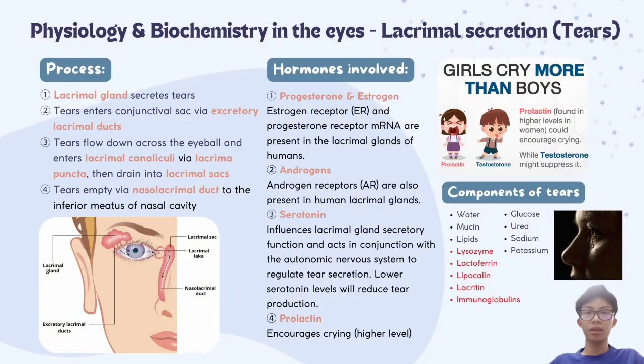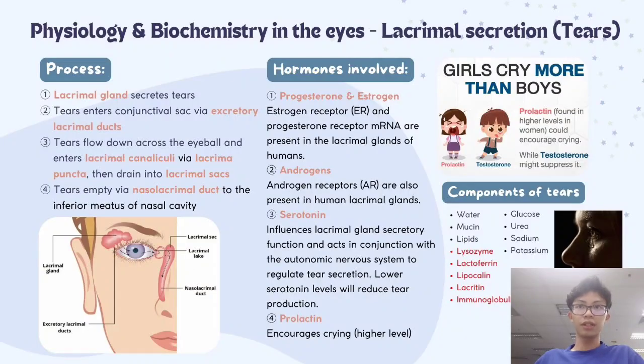Moving to the physiology and biochemistry in the eyes, lacrimal secretion, or shedding of tears in simple terms, is important. It is the first line of defense of the human body against antigens and foreign materials. The process of tear secretion begins with the lacrimal glands. Then, tears enter the conjunctival sac via excretory lacrimal ducts and fall down across the eyeballs and enter the lacrimal canaliculi via lacrimal puncta. Then, they would drain into the lacrimal sac. Lastly, tears empty via the nasolacrimal duct to the inferior meatus of the nasal cavity.